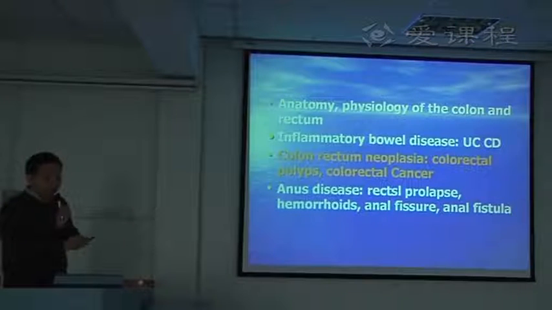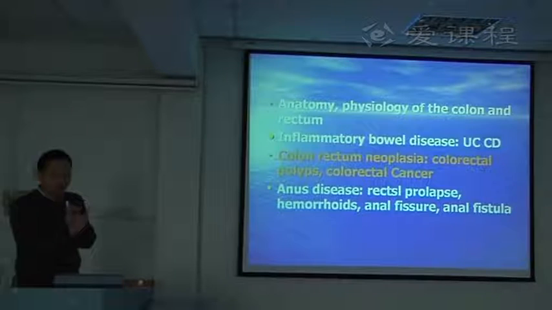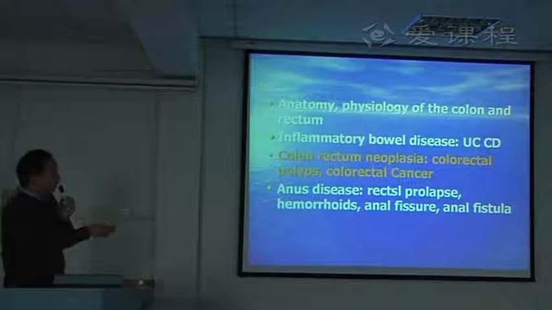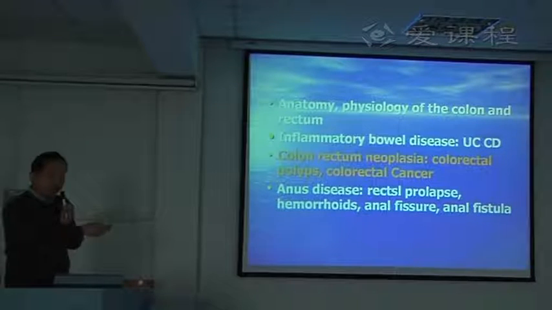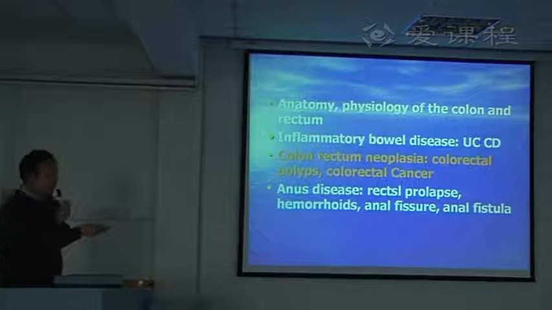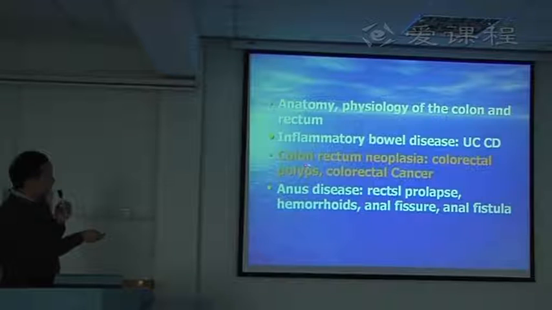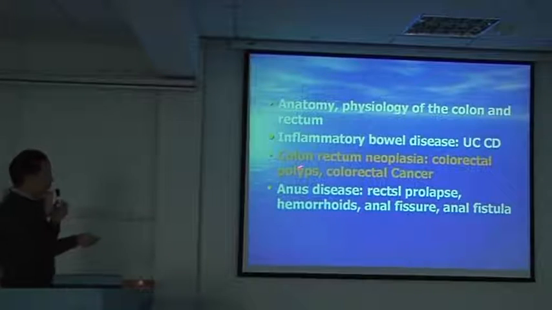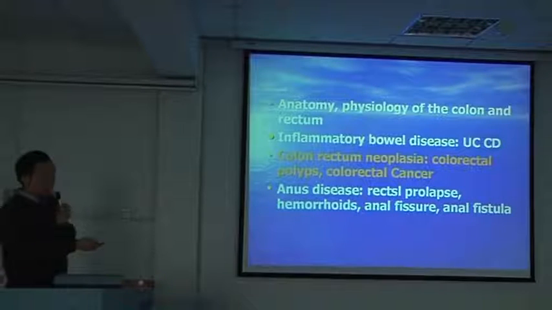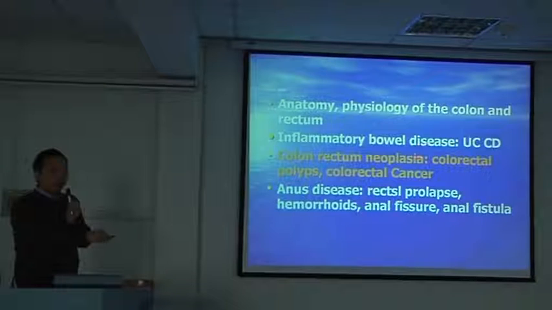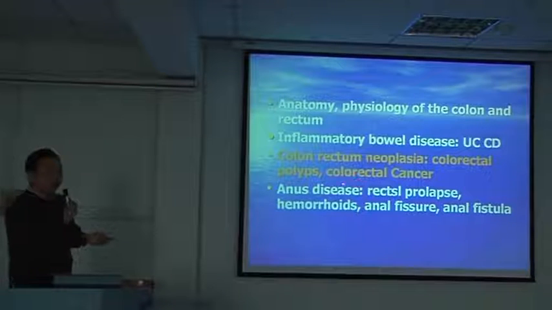The second is inflammatory bowel disease. There are two kinds of disease: one is UC, ulcerative colitis, and the other is CD, Crohn's disease. And the third one is colorectal neoplasia. There are two types of different diseases: polyps and cancer. This one we should pay more attention to. It's the most important part.